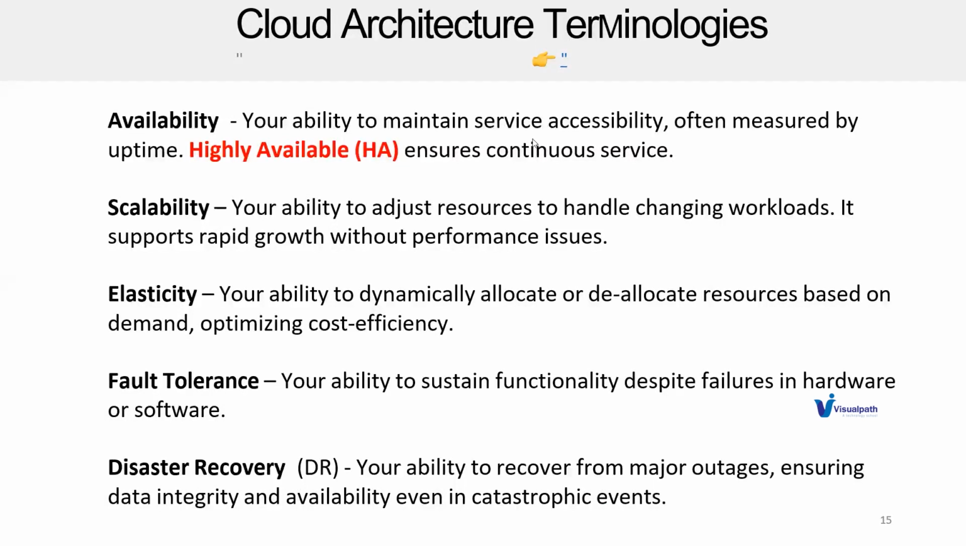Okay. Now, what is availability? Your ability to maintain service accessibility and uptime. Like you are running an application, and when that application is down, that means it is not highly available. Scalability I have told you, right? Depending on the load. Suppose when you go for the Christmas season or Black Friday, Thanksgiving, when so many customers start hitting your website, you need to have more servers in the backend to take up the load. So you need to increase or decrease automatically based on the workload. If it supports rapid growth without any performance issues, then this is what is called scalability.